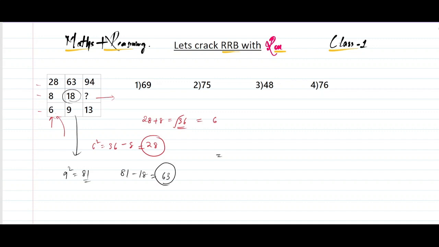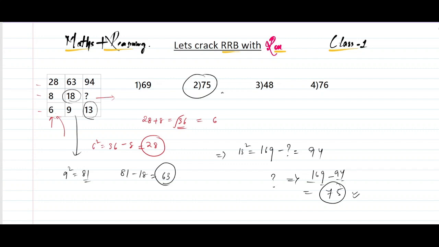So what is our answer here? Now 13 square is 169, from which I need to subtract the top value 94 to get the answer. So the question mark implies 169 minus 94. 9 minus 4 is 5. 16 minus 9 is 7. Our answer is 75, which is option number 2 here.